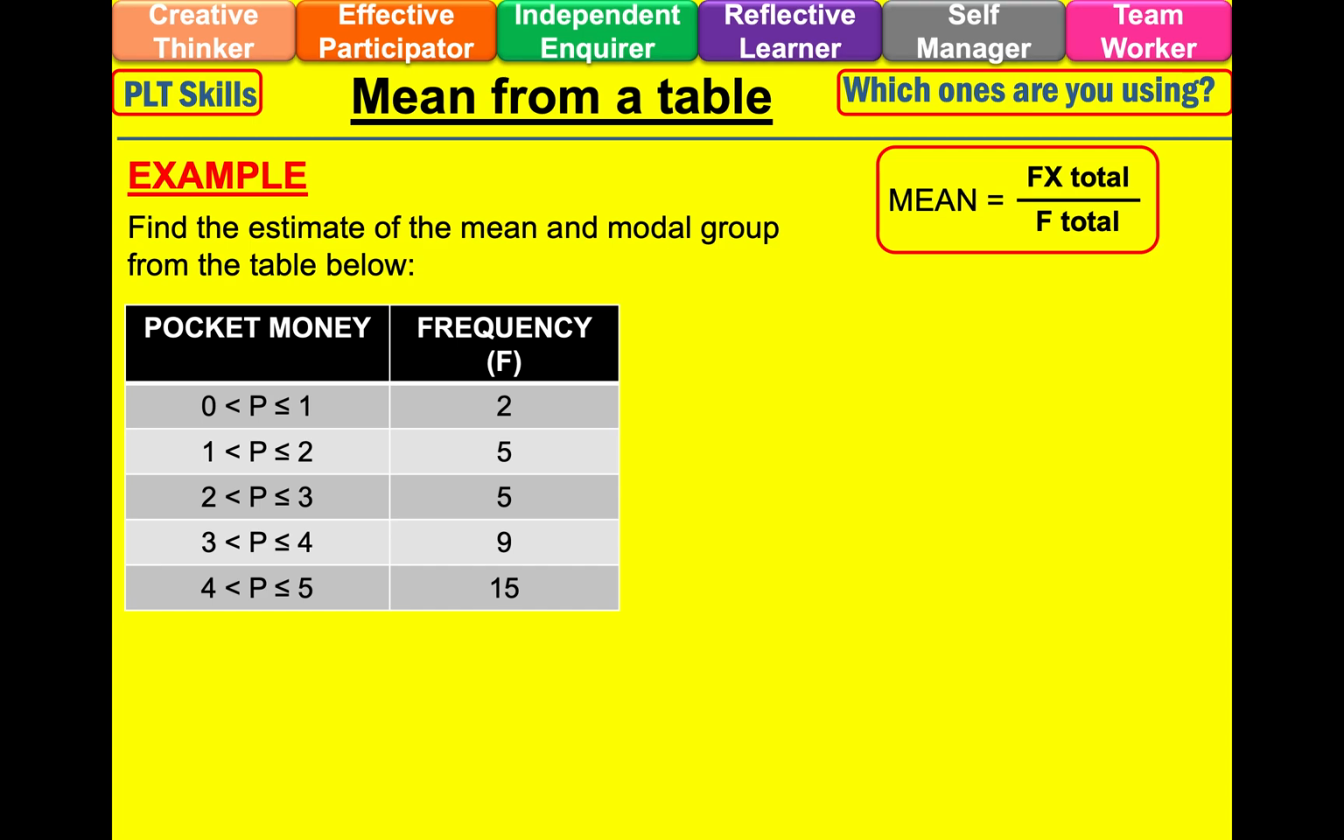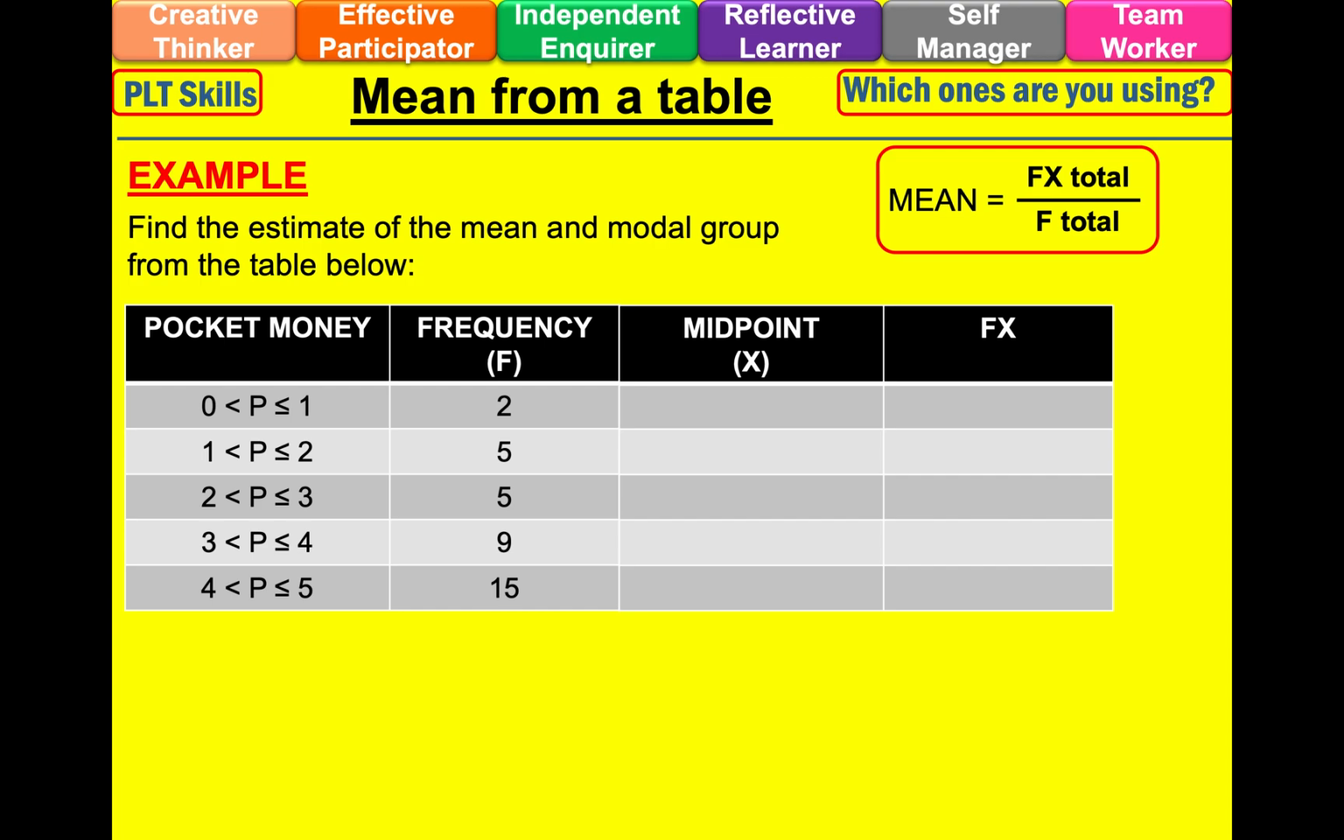Okay, so it's not a very simple data set where you can just add them and divide. So how would you do this? First thing you have to do is add 2 extra columns to your table. So add a column called midpoint and then add a column called fx.